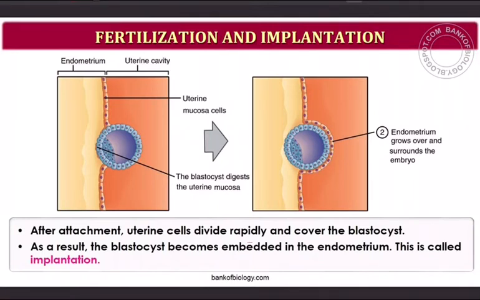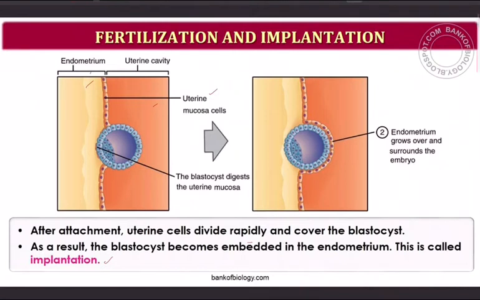So as you are seeing here, the attachment, how exactly the implantation takes place. After attachment, the uterine cells, the cells of the uterus, divide rapidly and cover the blastocyst. As a result, the blastocyst becomes embedded in the endometrium.